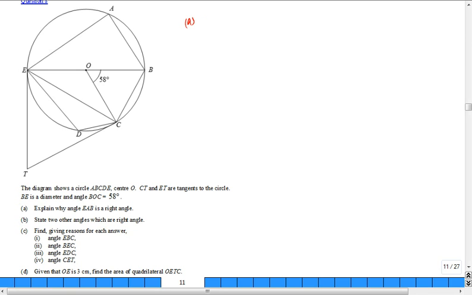8B. Any problems? 8C. 8D. 8D also okay? Alright, then moving on to question 9.